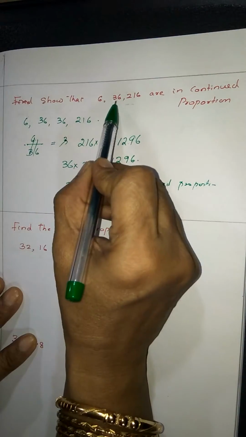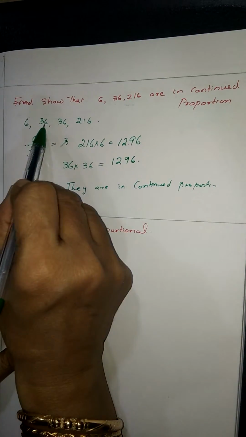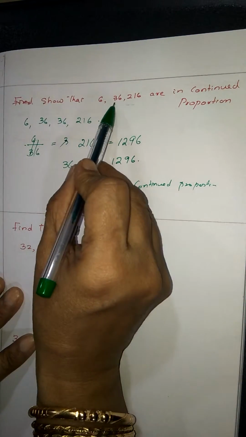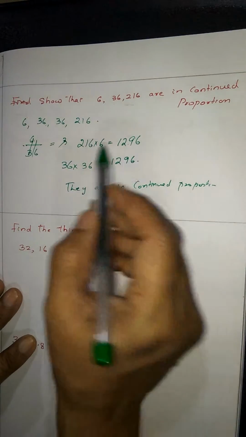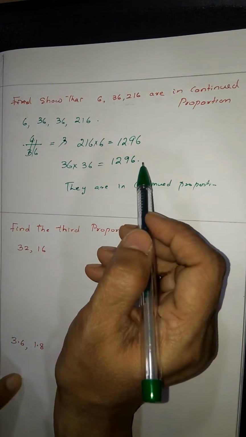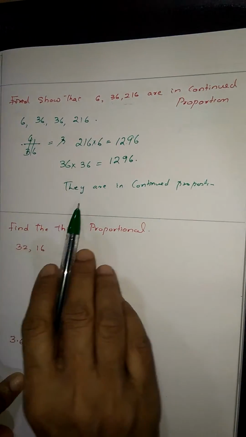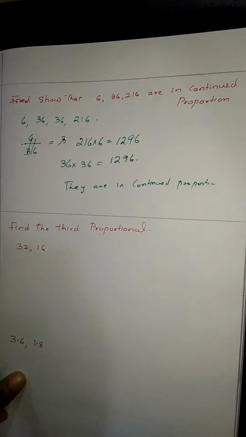So for continued proportion, you have to take the mid value, both the means as the same number, 36 and 36, and you have to use the product of extremes is equal to product of means. If they are equal, you can say they are in continued proportion.